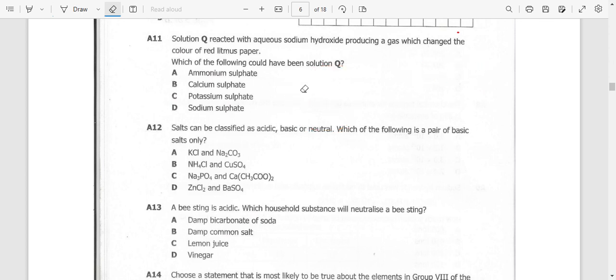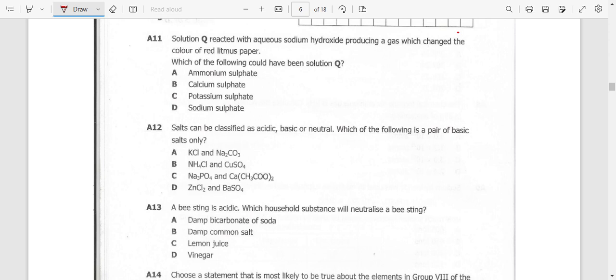Okay, let's go to question 12. Salts can be classified as acidic, basic, or neutral. Which of the following is a pair of basic salts? Now, remember, how do you form a salt? You just react an acid and a base, or you can react an acid with a metal, or you can react an acid with a carbonate.